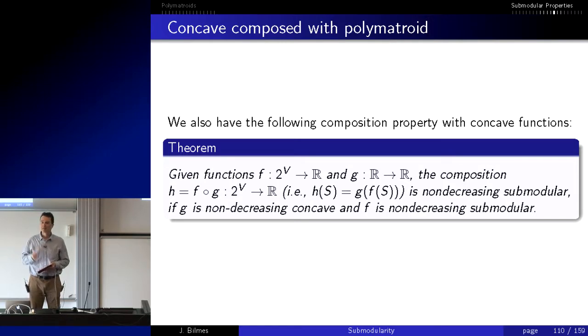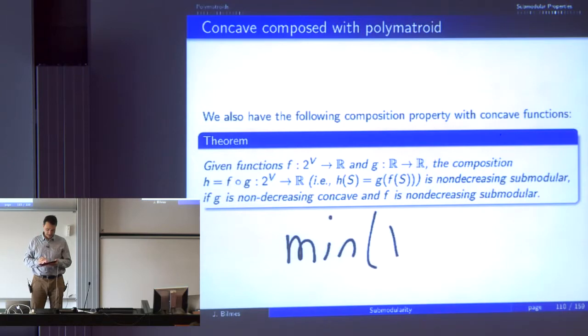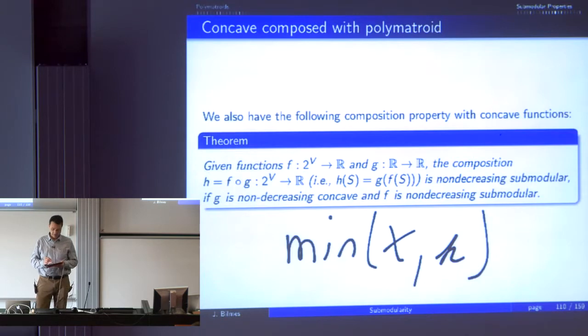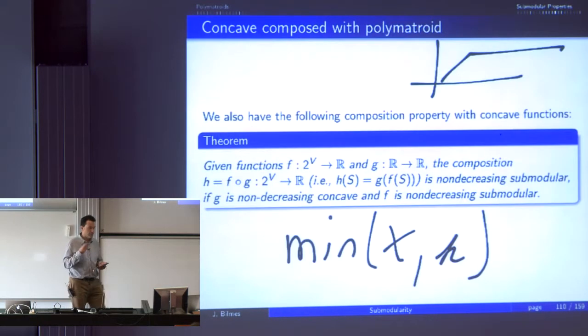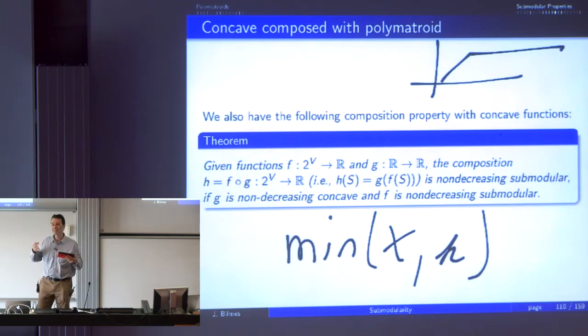And this theorem essentially just gives us all of those results. Like this theorem also gives us that the min of a modular function and a constant gives us a submodular function. Because the min of x and some constant k, that's a concave function. Right? It looks like this. It goes up and it stops, and truncates. So all those sorts of things. This theorem right away gives us a very succinct way of recognizing submodularity.